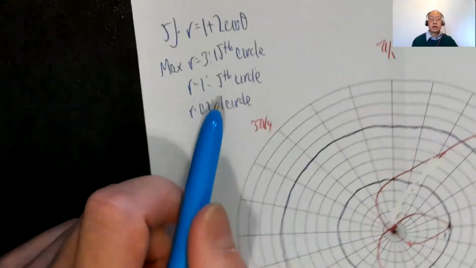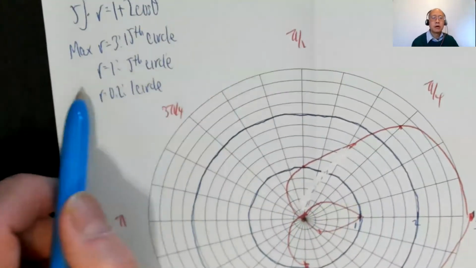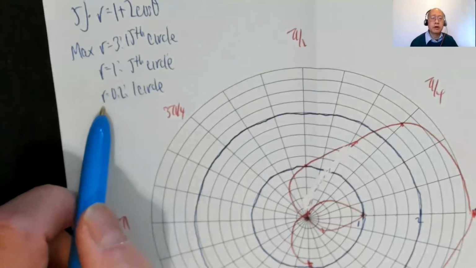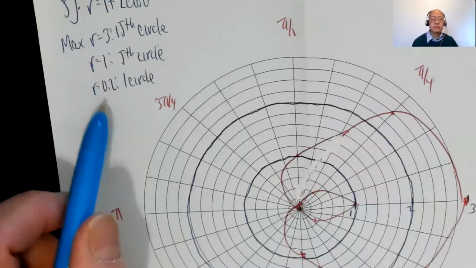Number 5, the polar graph paper. So r equals 1 plus 2 cosine theta. The maximum r is 3, which is 15 circles. r equals 1 is 5 circles. Therefore, r equals 0.2 is any one circle. So r equals 1, 2, and 3.